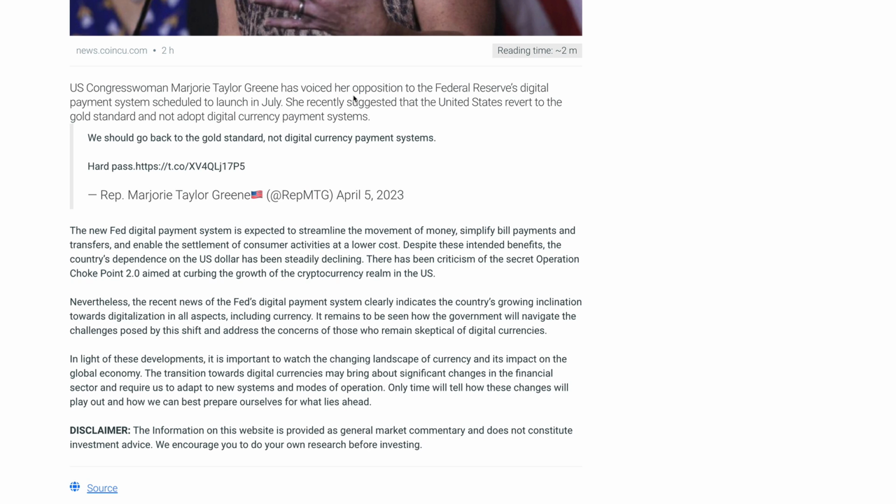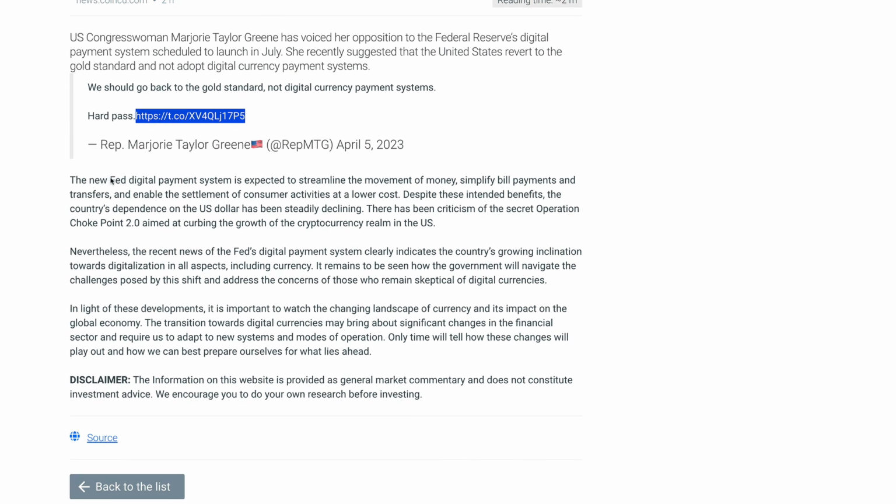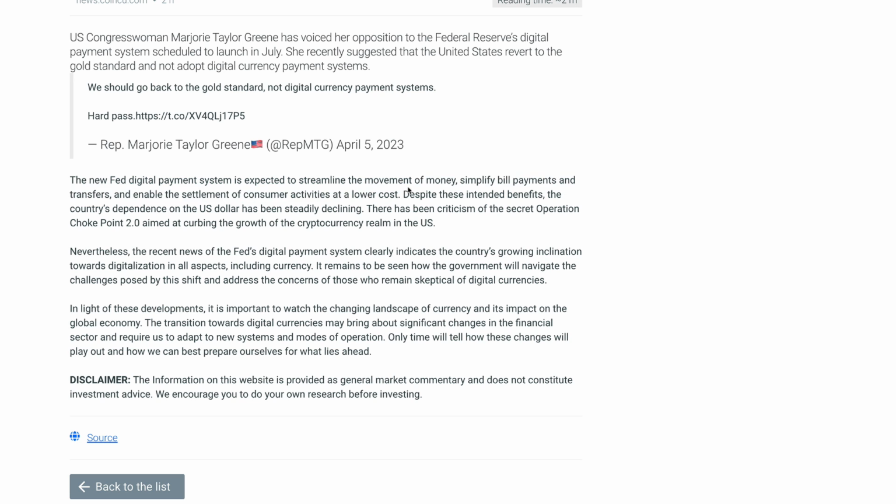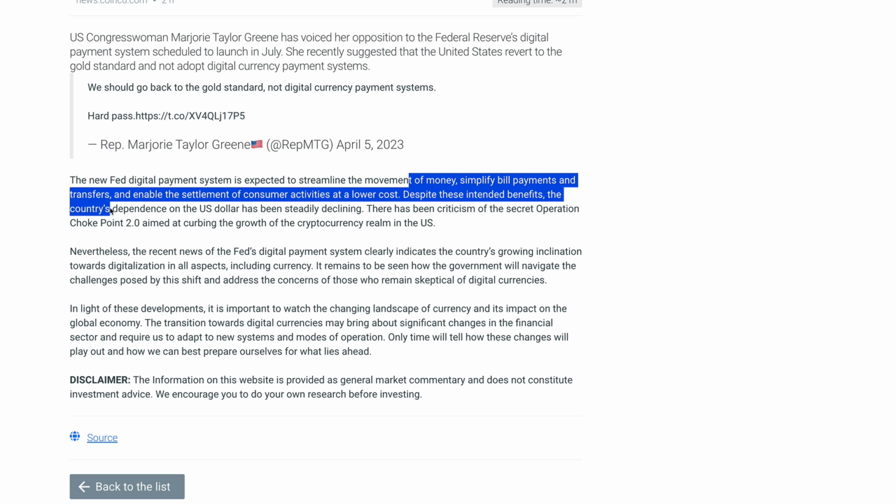She recently suggested that the United States revert to the gold standard and not adopt digital currency payment systems. So she tweeted this: "We should go back to the gold standard, not digital currency payment systems. Hard pass." And then linked the link here. So this is again from Marjorie Taylor Greene. The new Fed digital payment system is expected to streamline the movement of money, simplify bill payments and transfers, and enable the settlement of consumer activities at a lower cost. Despite these intended benefits, the country's dependence on the US dollar has been steadily declining.